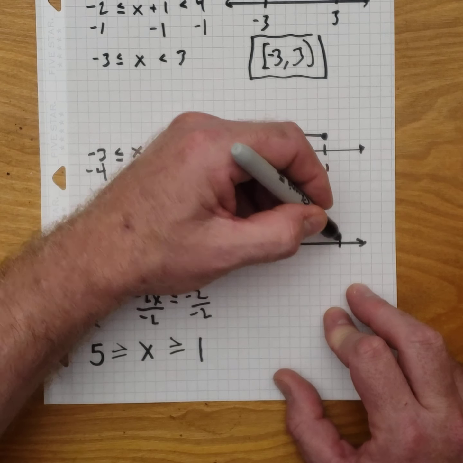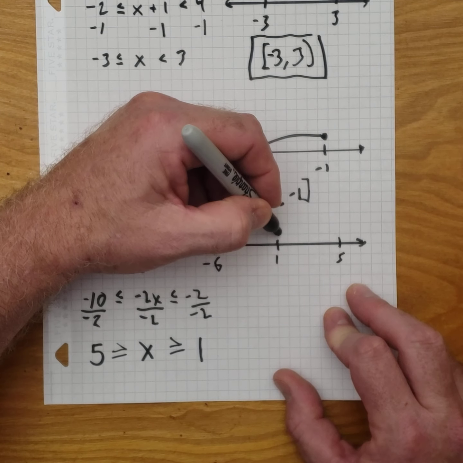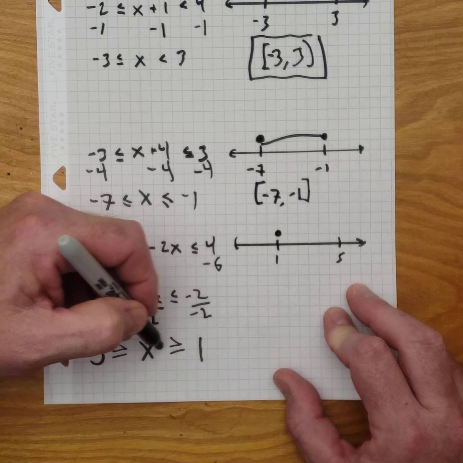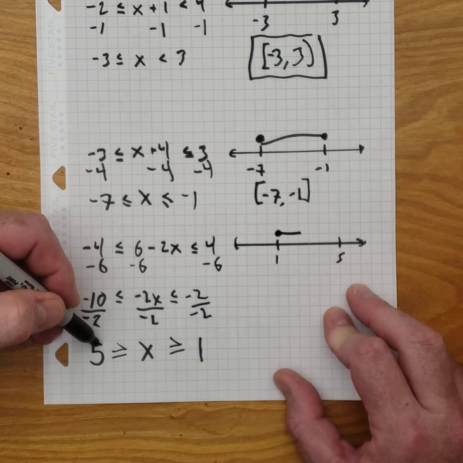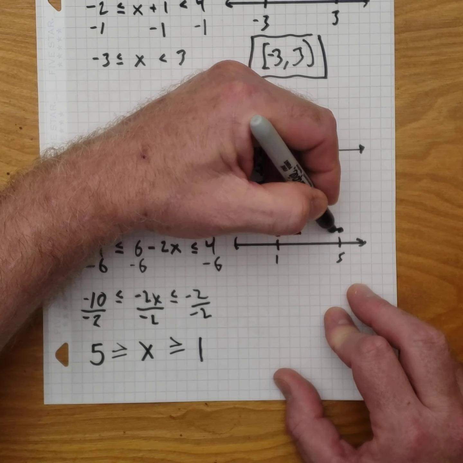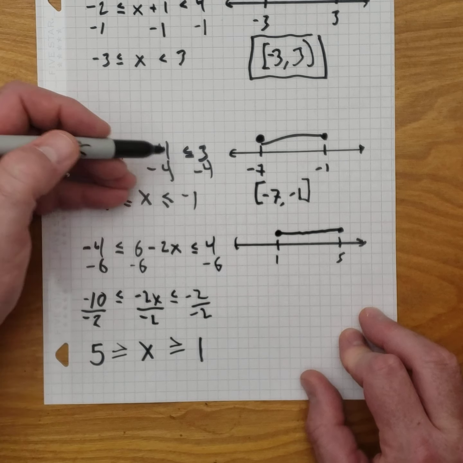1 is to the left of 5 on the number line, so we'd want it there. And we want our x to be greater than or equal to 1, and x is less than or equal to 5. If we were to flip that around, it would be x is less than or equal to 5. So as long as you get the numbers in the right order on the number line, you're not going to mess this up.